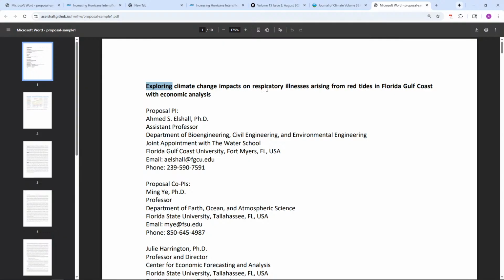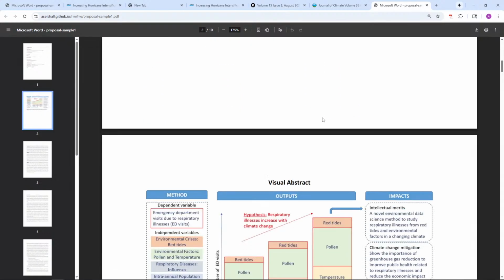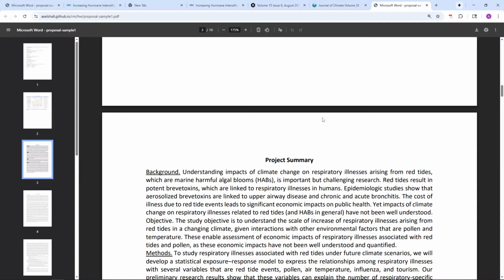Exploring climate change impact of respiratory illnesses arising from red tide in the Florida Gulf Coast with economic analysis. Very good. Why? Because I'm exploring, this is a proposal, so I start by exploring climate change impact of respiratory illnesses. So something very specific arising from red tide, a specific problem in the Florida Gulf Coast, and then this is the extra thing that I'm doing, which is economic analysis. Yeah.